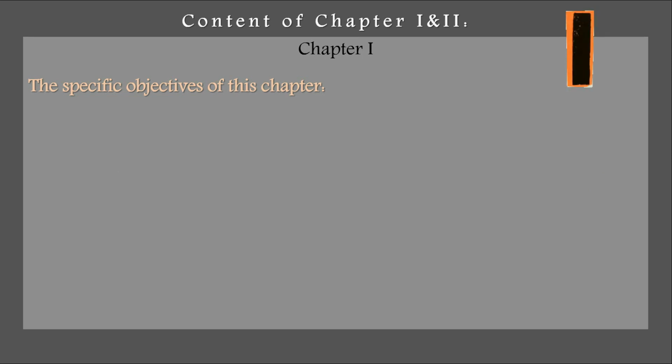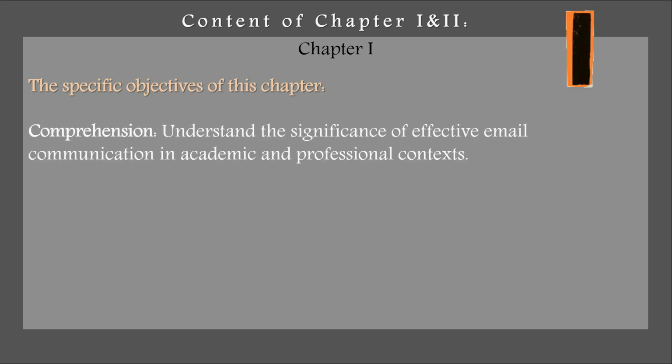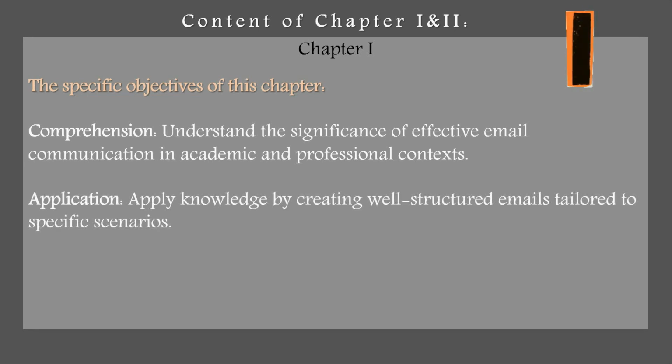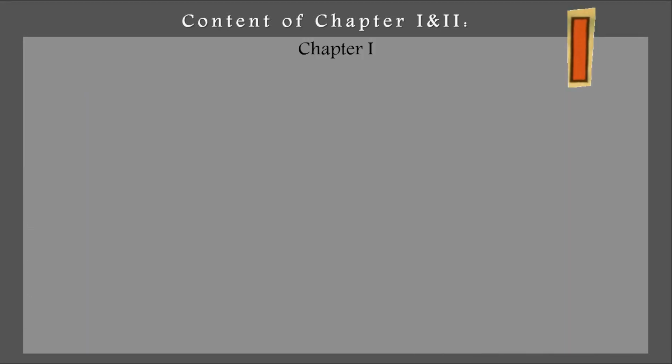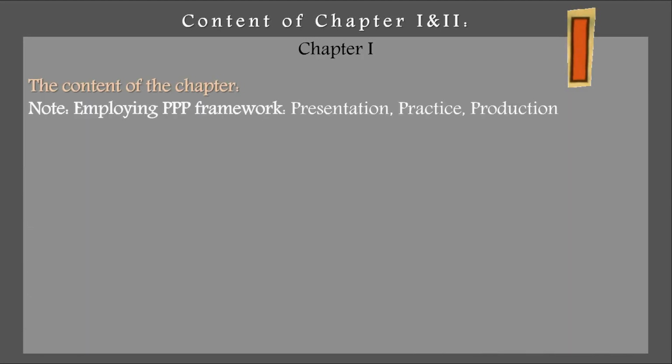So, let's begin with the first chapter. The objectives are to grasp the significance of effective email communication in academic and professional contexts, to apply this knowledge to create a well-structured email tailored to specific scenarios, and finally to assess the effectiveness of an email based on clarity, coherence, and appropriateness. And to achieve the objectives of this lesson, we'll employ the PPP model: presentation, practice, and production. And this lesson is designed through 5 stages.